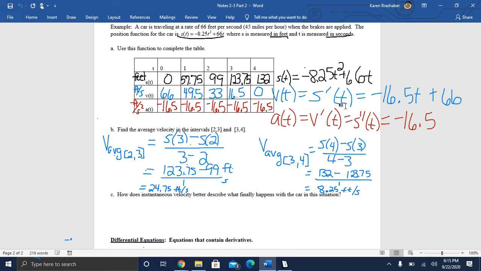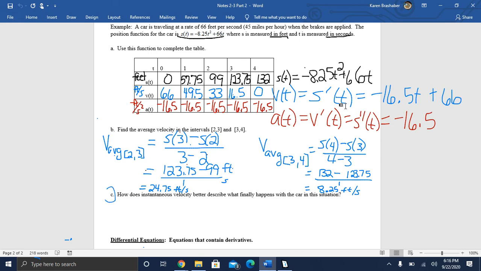And that's a better description rather than knowing that from time 2 to time 3, as we have in part B, the car is going an average of 24.75 feet per second. That's the average. That's not actually what its speed was at any moment in time, possibly, but it is the average speed throughout that time from 2 to 3 seconds. Likewise, we see that the car slowed down between time 3 and time 4, but we don't have an accurate time when the car stops, when we're only looking at the average velocity.